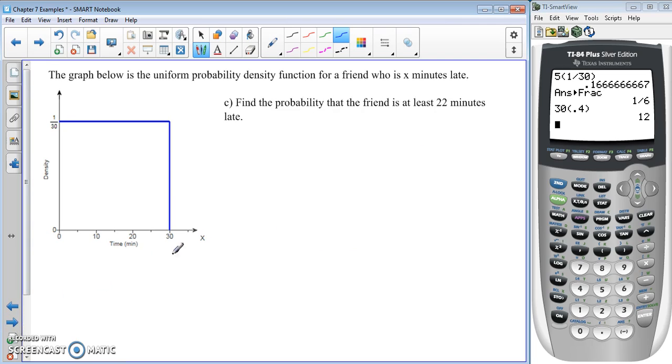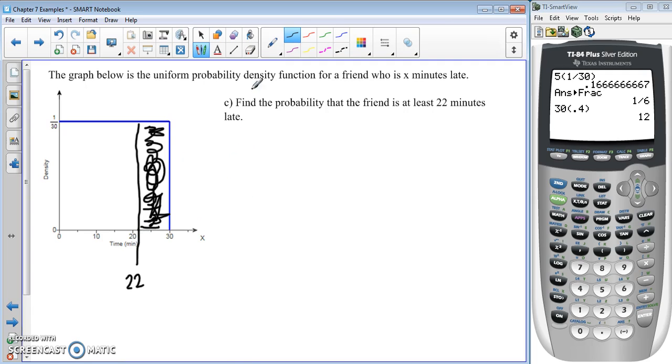So last part here, we want to find the probability that the friend is at least 22 minutes late. So mark it on our chart here. So we're looking at 22 minutes, give or take there. I'm going to draw this down a little further. So that's 22. We want at least, so we want the area over here. We want the area in this rectangle here. I'll show you that region, right?